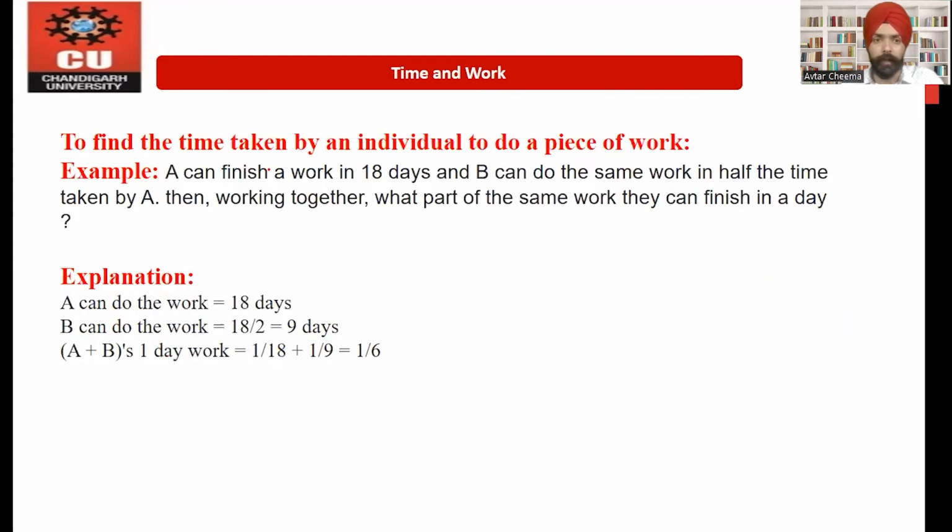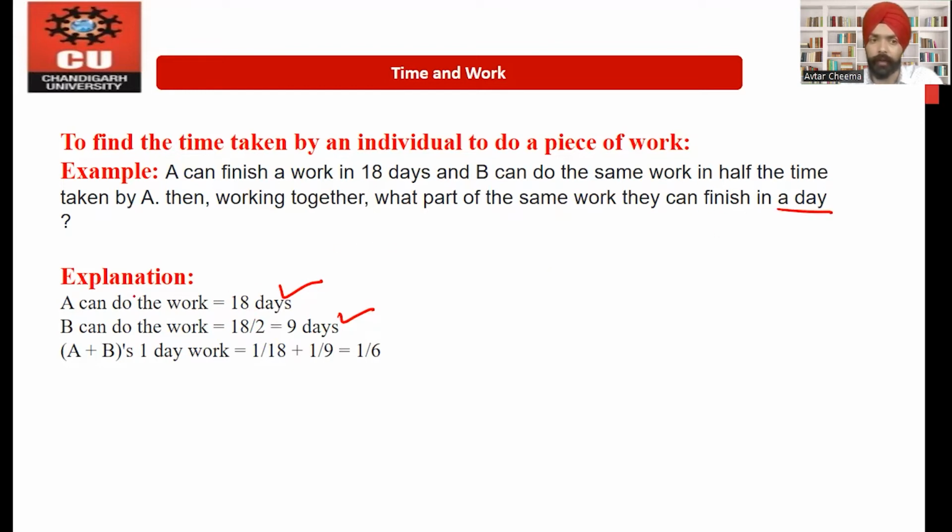Question is, A can finish a work in 18 days. B can do the same work in half the time taken by A. A can finish the work in 18 days. B is taking half the time. Half the time means B is taking only 9 days. So we have to find out what part of the same work they can finish in a single day.